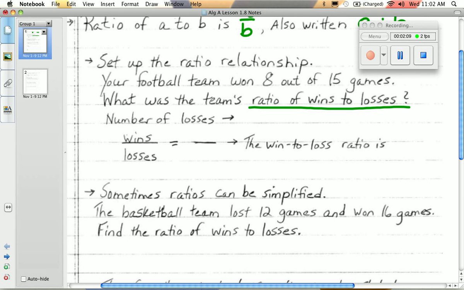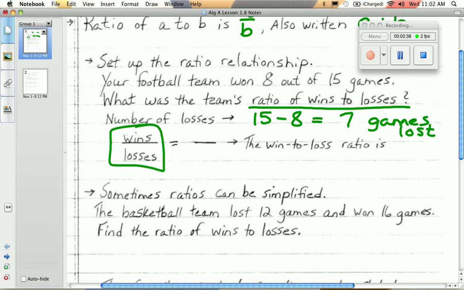So can we figure out how many games they lost? What do we have to do? Yeah, we have to take 15, subtract the 8 wins from it, and that should tell us how many games they lost. So go ahead and do that in your notes. What is 15 take away 8? 7. So 7 games were lost. So now, this is how they wanted us to set it up in this order. Wins to losses. So what are we going to put upstairs? 8. There were 8 wins over 7 losses.